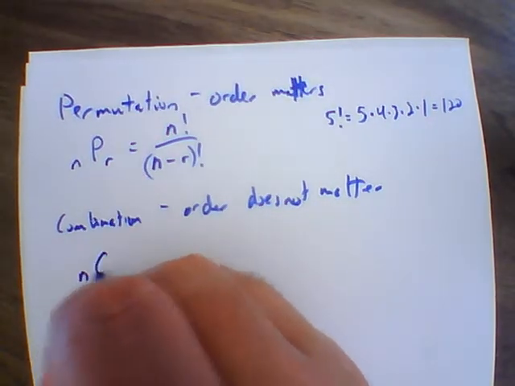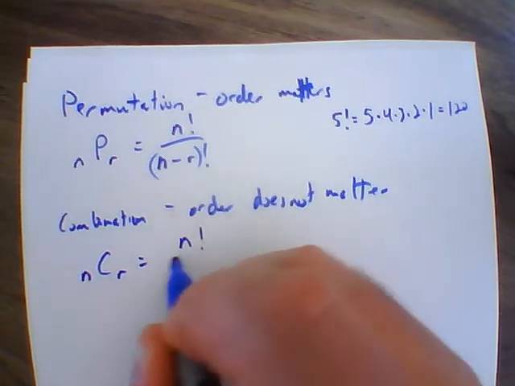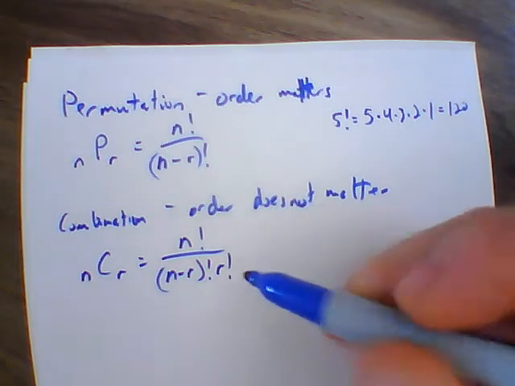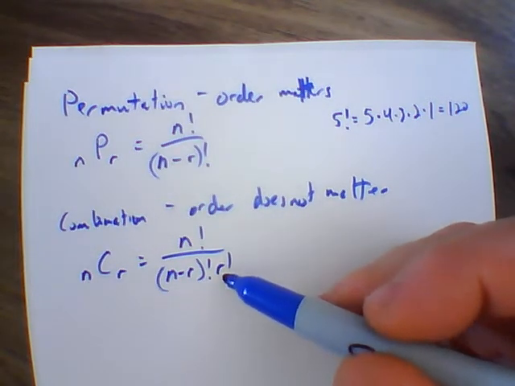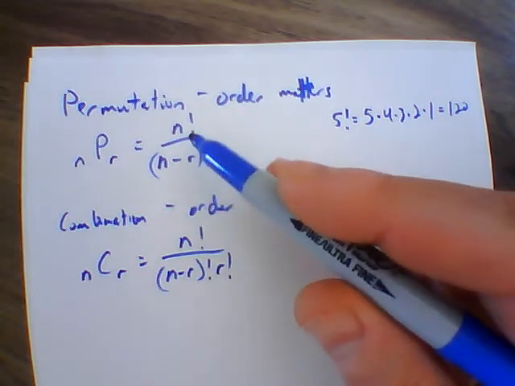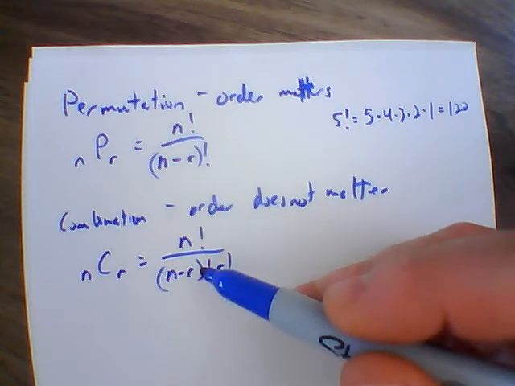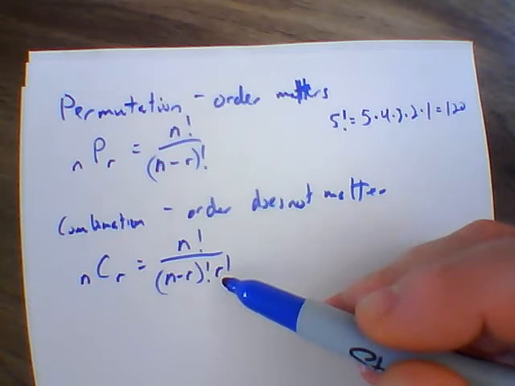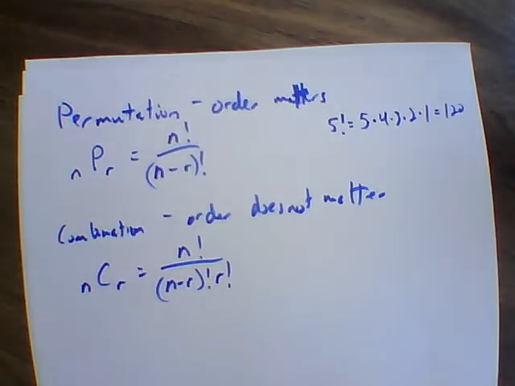We have to realize that a combination actually has fewer outcomes than a permutation. Because what we do in a combination is not only do the permutation part of it, we also divide by an additional r factorial to take out any repetition of events.